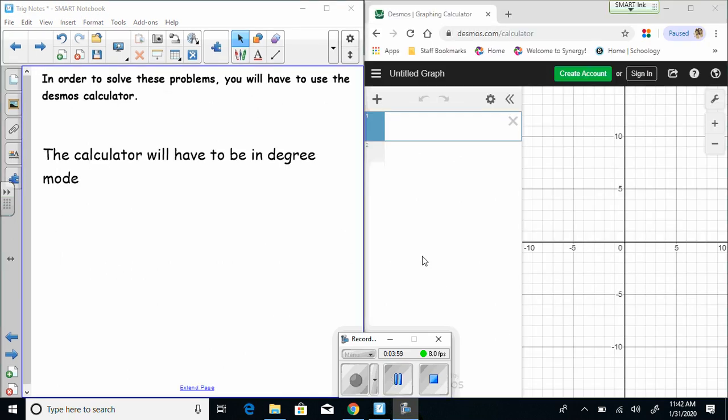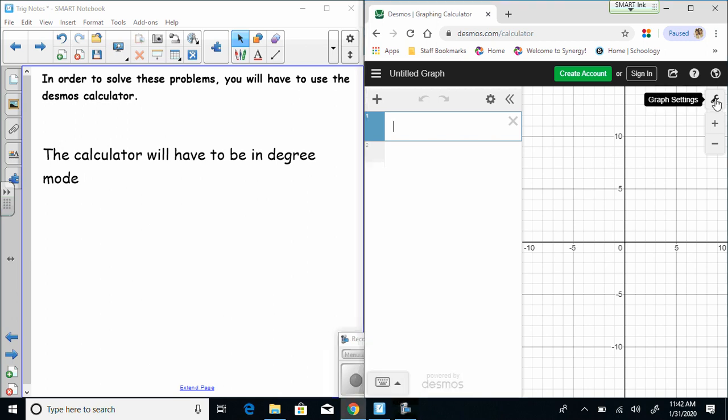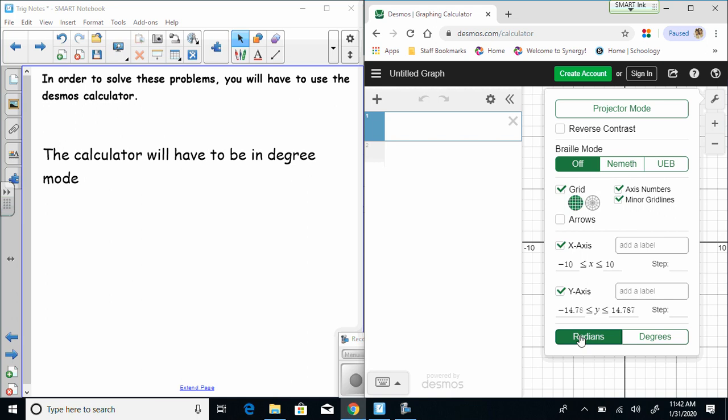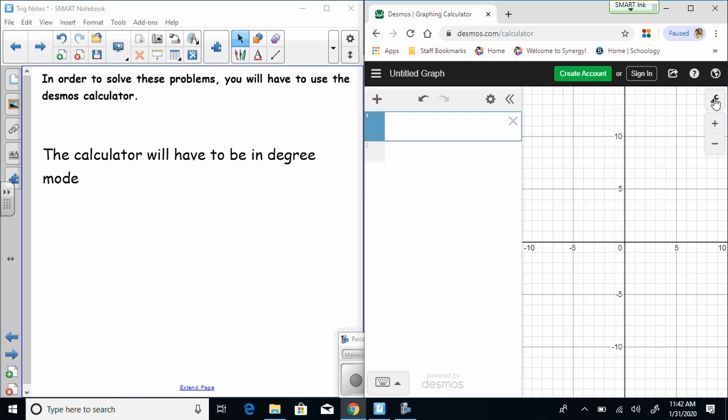So right here I have up a split screen, and I'm going to show you how to turn the Desmos calculator into degree mode. So once you're in the calculator, hit this little wrench up here, which is your graph settings. And down at the bottom, you see how the radians is in green. So I want to select degrees so that the calculator is in degree mode, and that one's going to be in green. And then once you hit that, now your calculator is in degree mode. You will have to do this every time you open up Desmos in order to make sure you get the right answers.